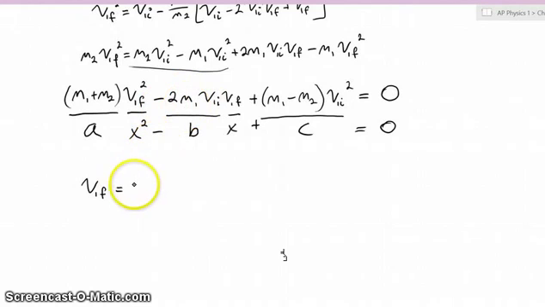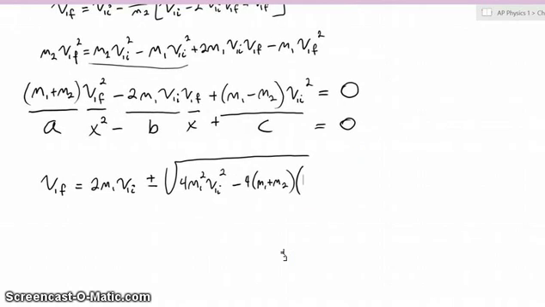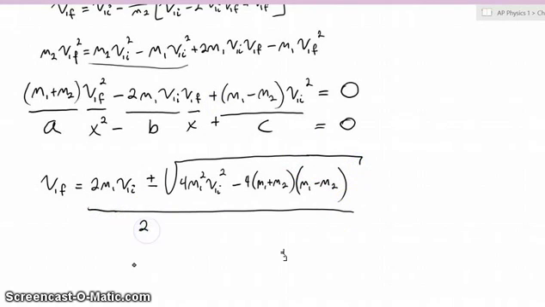So remembering the quadratic formula, we'll have x, which is v1 final, equal to the opposite of b, so it's going to be 2m1 v1 initial plus or minus the square root of the quantity b squared, so that's going to be 4 m1 squared v1 initial squared minus 4ac, so we'll have 4 times a, m1 plus m2, times c, which is m1 minus m2, all divided by 2 times a.